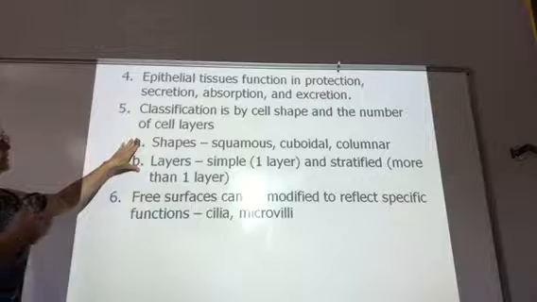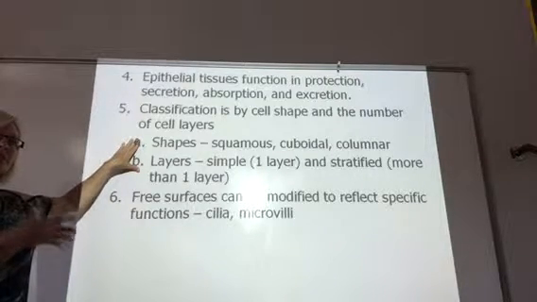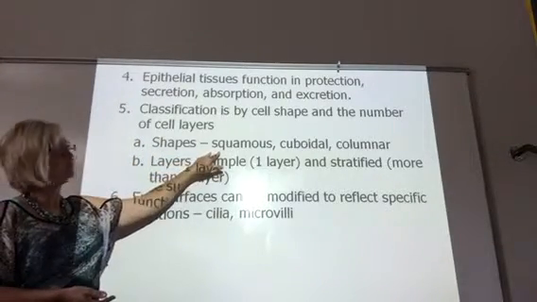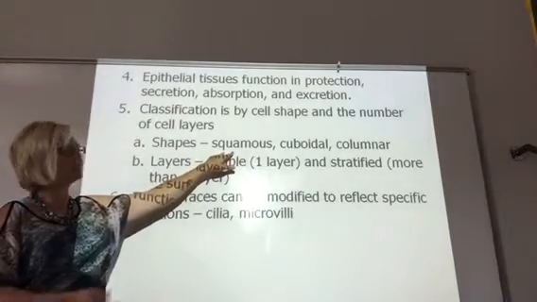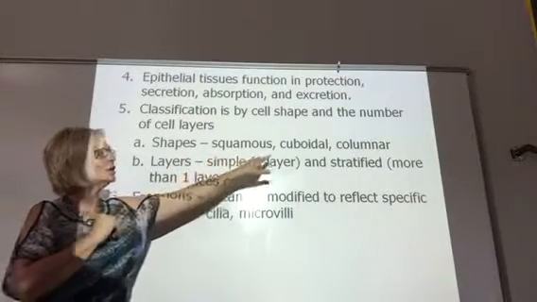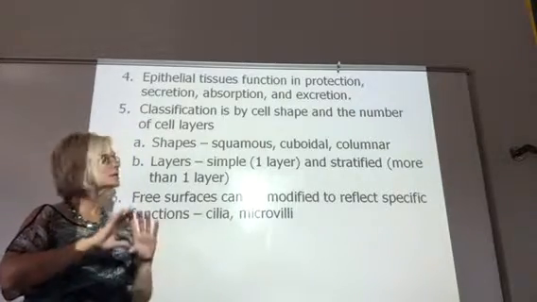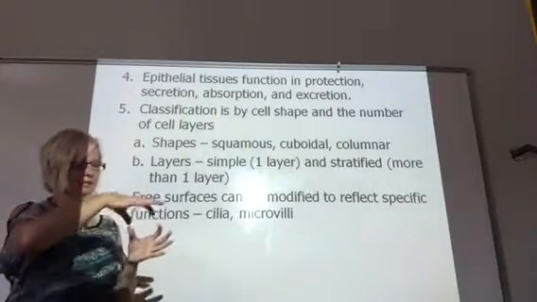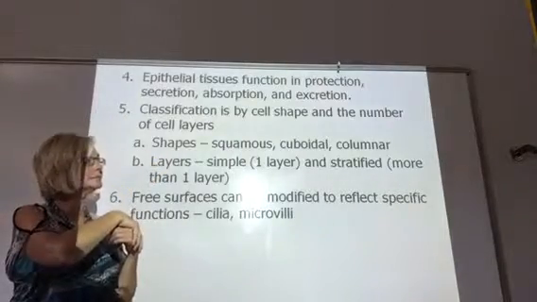Classification, this will become very important in remembering the names of the cells and what they do. So shape, squamous means squashed or flat. So if I see squamous, that means flat cell. It's not very thick, it's flat. Cuboidal means that it's shaped like a cube. So it's going to have a cube shape. And then columnar means that it's going to be a taller cell, more like a column.